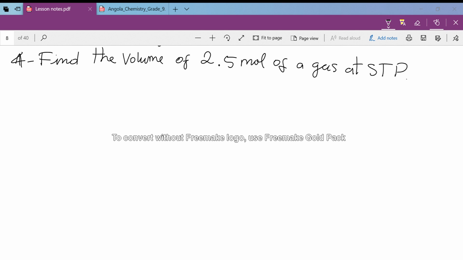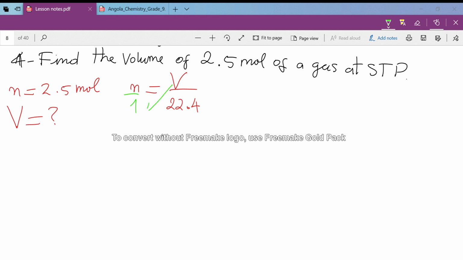Again, we look for the information that is being given in the exercise. We are given the number of moles, 2.5 moles. We have been asked for the volume. The formula is number of moles equal to volume divided by 22.4. Again, we have to cross multiply so that we'll be able to isolate. So this is one cross multiplication.